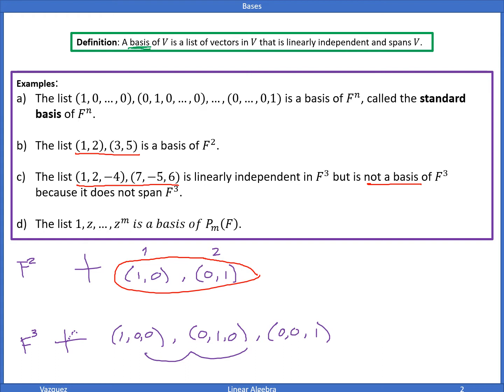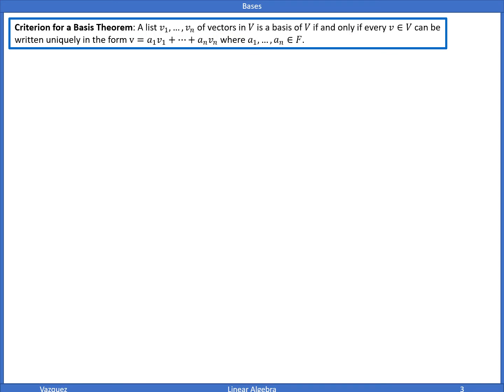This next result from the next slide is going to help explain why bases are useful. So we're going to have a criterion for a basis. The theorem says a list v1 through vn of vectors in V is a basis of V if and only if every v in V can be uniquely written in that form, where a1 through an are scalars in F.